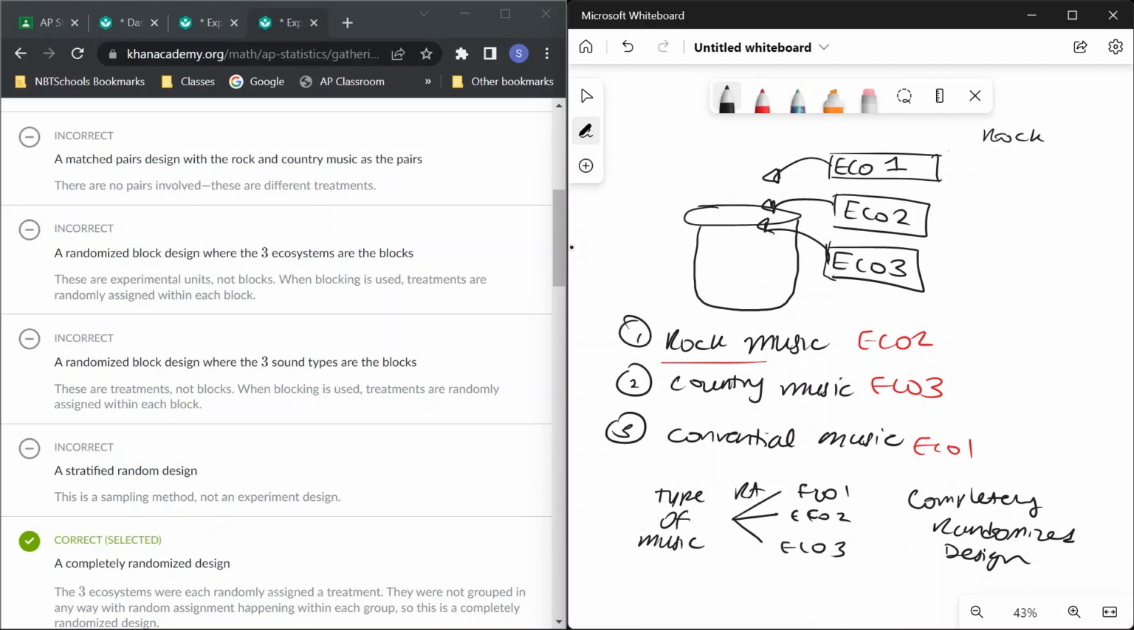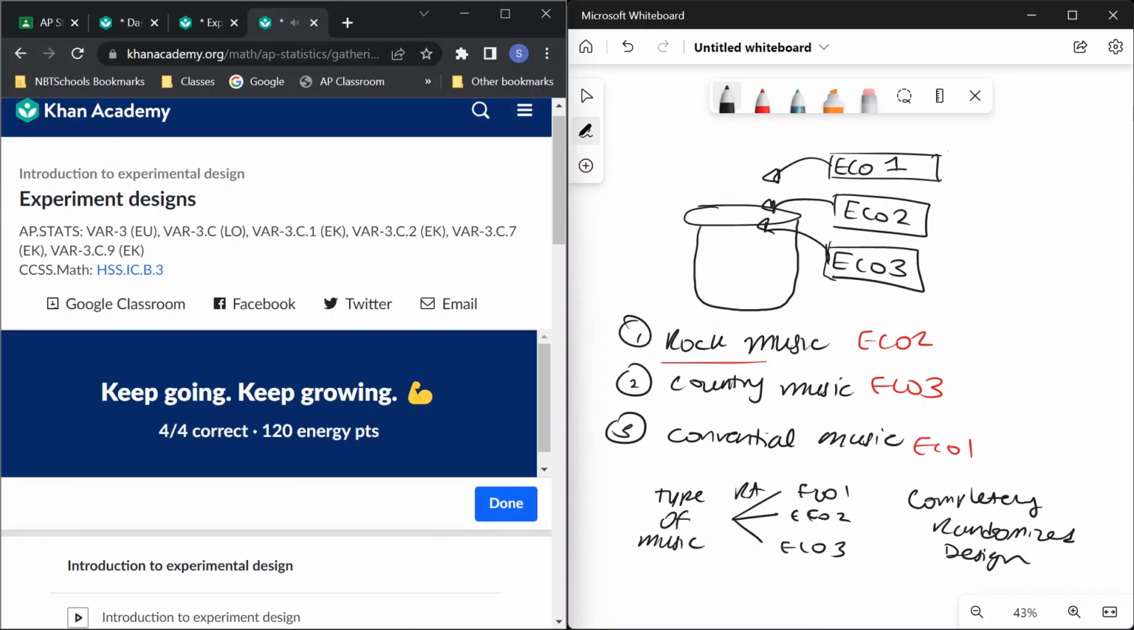rock, country, and then each one would have ecosystem 1, ecosystem 2, ecosystem 3, and the last one city conventional, each with eco 1, eco 2, eco 3, and that would have been a block. Yeah, that would have been a block because it was separating by variable. The variable would have been music, but that doesn't even make sense in context of the problem. But just to give you an idea.